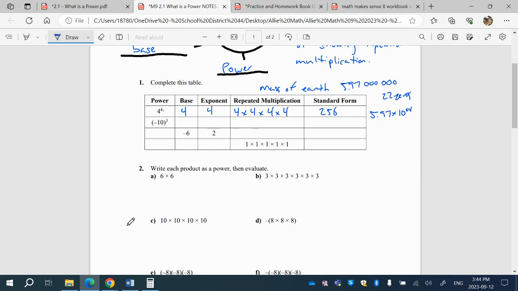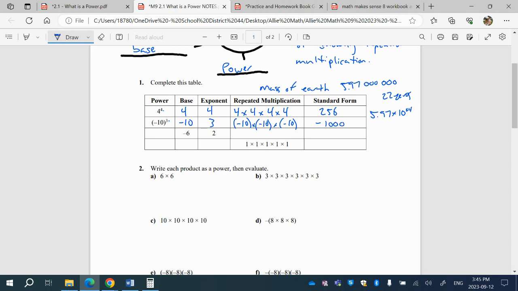So let's do the next one. The base, again, we have is negative 10. The exponent here is 3. As repeated multiplication, we would show this as negative 10, remember, it's in brackets, times negative 10 times negative 10. We end up with negative 10 times negative 10 is 100, times negative 10 is going to bring us to negative 1,000.